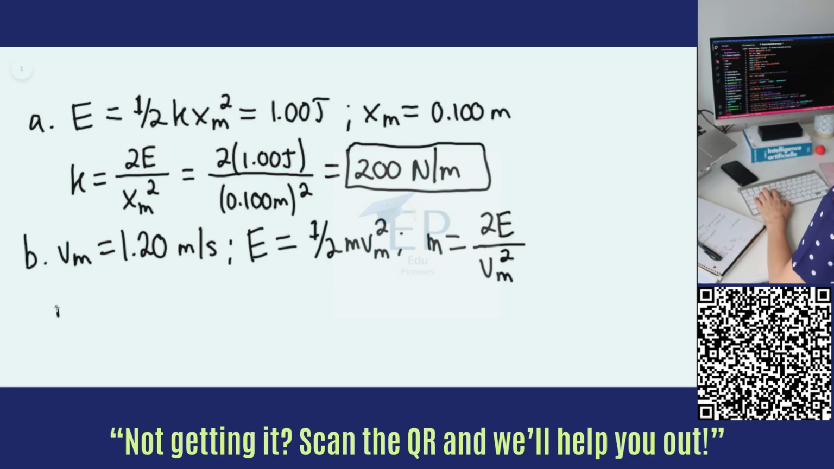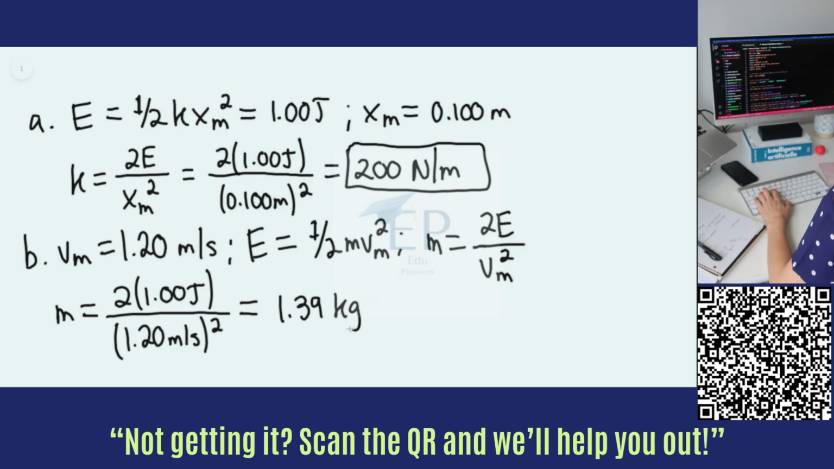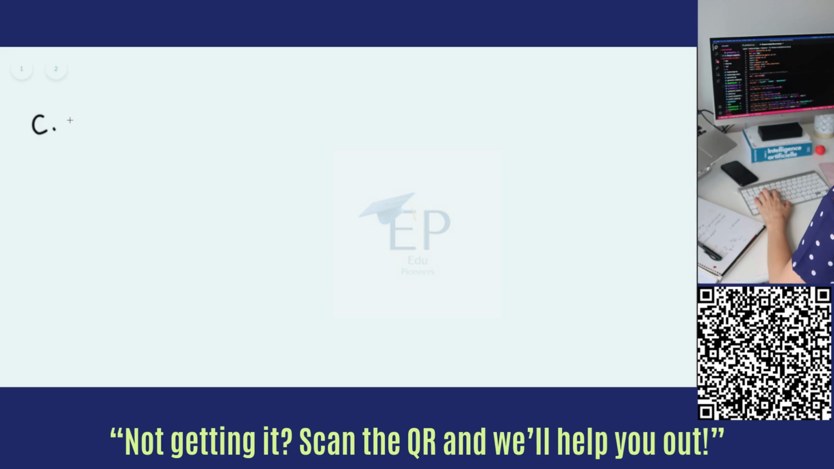And so we can say that the mass would be equal to 2 times 1.00 joules, divided by 1.20 meters per second, quantity squared, and the mass is 1.39 kilograms. This would be our final answer for part B. For part C, we're going to use equation 15.12, and then we're going to divide by 2 pi.